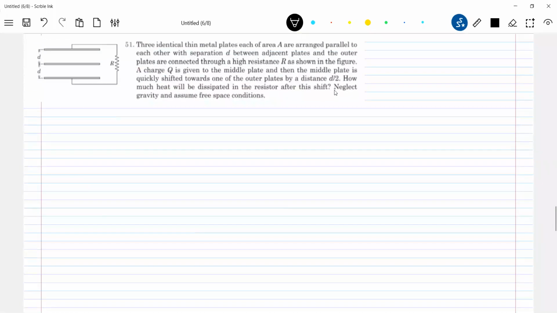Now come for this. So read the sentences, very important, and try to interpret the sentence. Three identical thin metal plates, each of area A are in parallel to each other with separation equal to D between the adjacent plates, and the outer plates are connected through a high resistance R as shown in figure. A charge Q given to middle plate, and then the middle plate is quickly shifted towards. So what should I do with this?